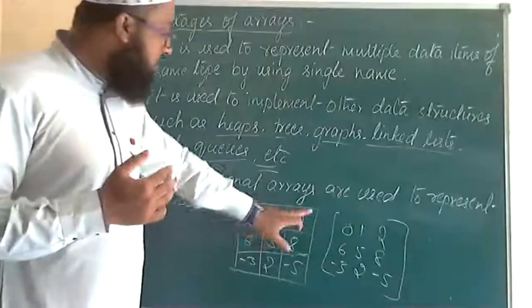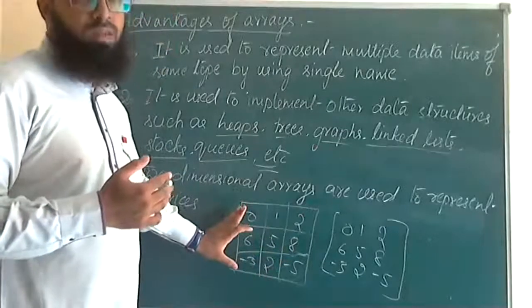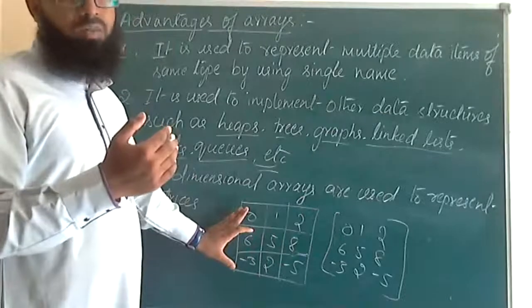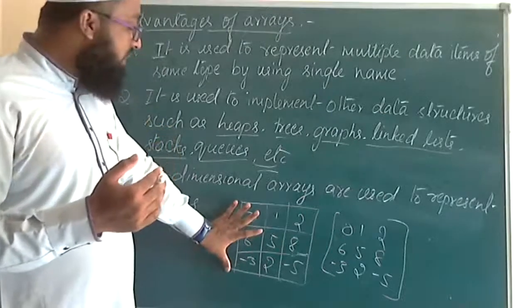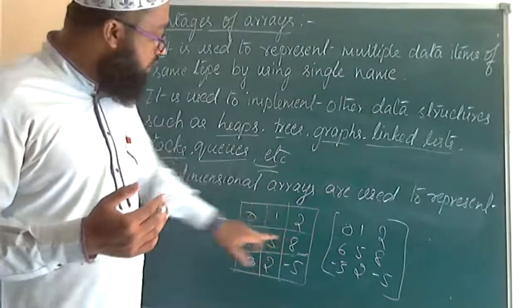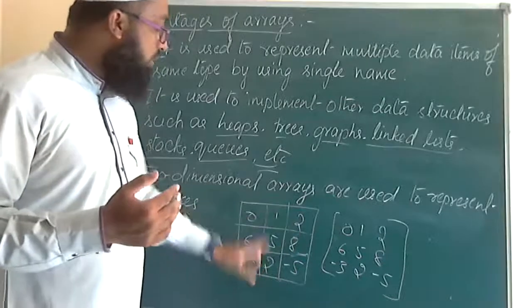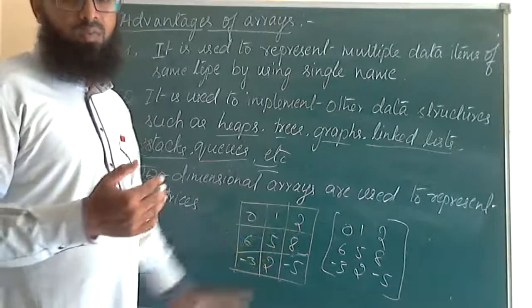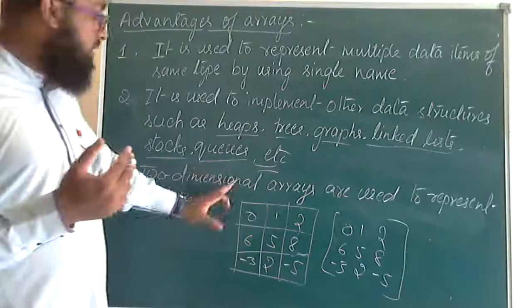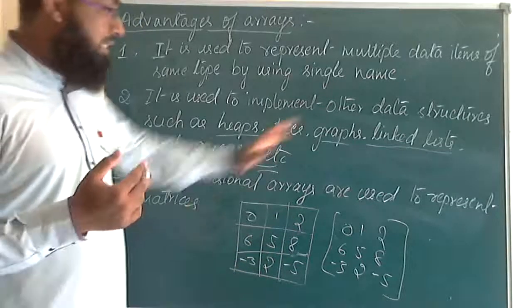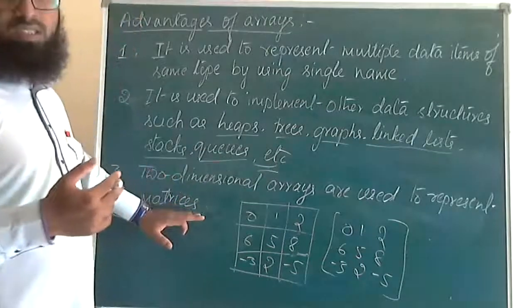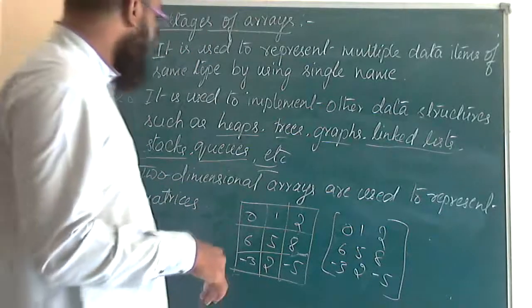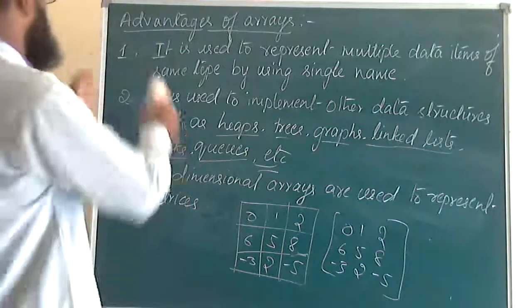Matrix means rows and columns included. That is called a matrix. Not just a single row, not just a single column, but a thing which includes both rows as well as columns. That type of array we can call a two-dimensional array, as well as a matrix. Okay, these are the advantages of array. Now we shall see the disadvantages of array.